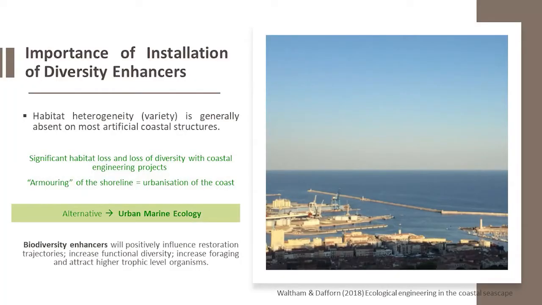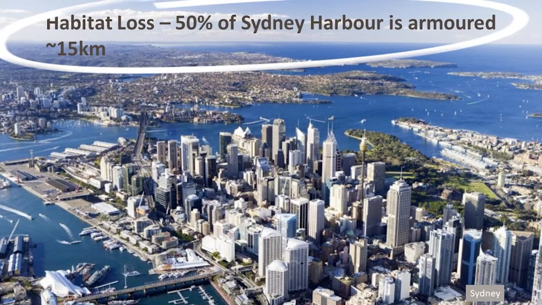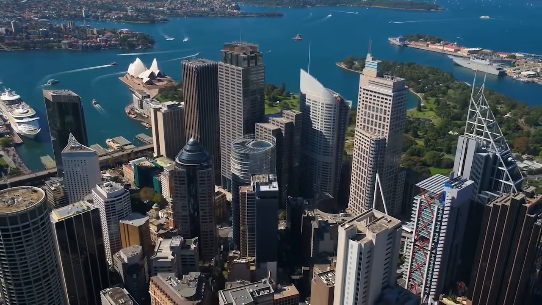There's an alternative for urban marine ecology, so green engineering, ecological engineering, or urban marine ecology. Biodiversity enhancers will positively influence restoration trajectories, increase functional diversity, increase foraging, and attract higher trophic level organisms. So trophic means the food chain. You get a bigger food chain by the animals that are using it, increasing the diversity of the animals that are using it. 50% of Sydney Harbour is armoured, which is at least 15 kilometres, if not more.